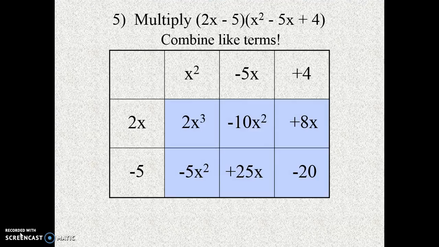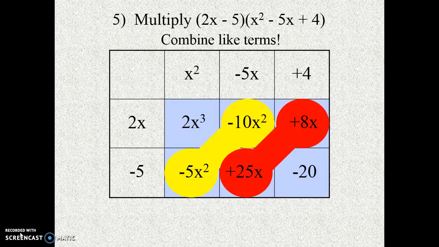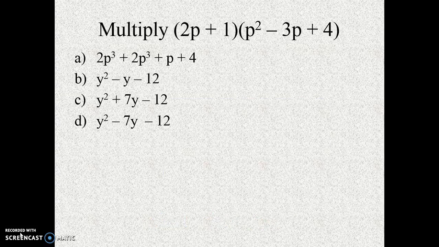Now combine like terms. Okay, negative 5x squared plus negative 10x squared gives you negative 15x squared. 25x plus 8x gives you 33x. So the final answer is 2x cubed minus 15x squared plus 33x minus 20. Okay, here is the practice problem.